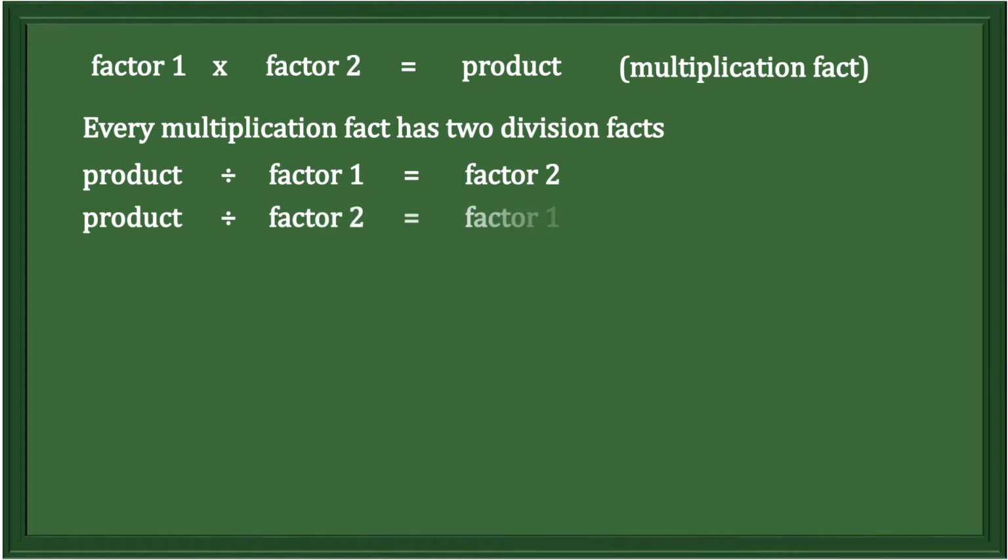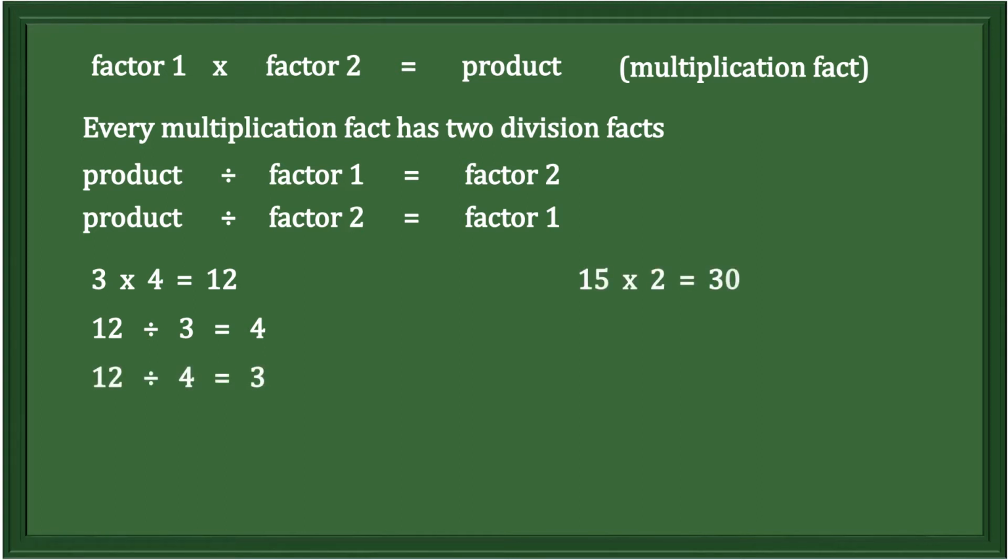Taking the first example that we did, 3 into 4 is equal to 12 is a multiplication fact, and from this multiplication fact we get 12 divided by 3 is equal to 4 and 12 divided by 4 is equal to 3. In the example 15 into 2 is equal to 30, we get 30 divided by 15 is equal to 2 and 30 divided by 2 is equal to 15.